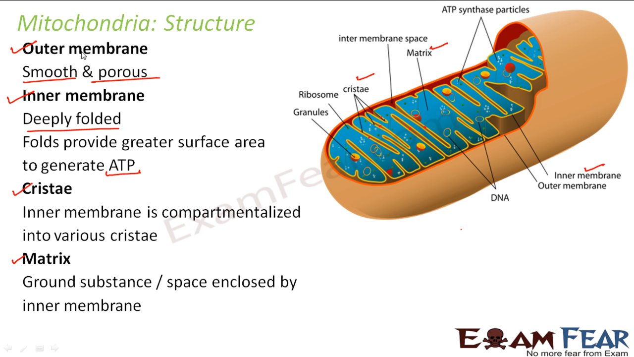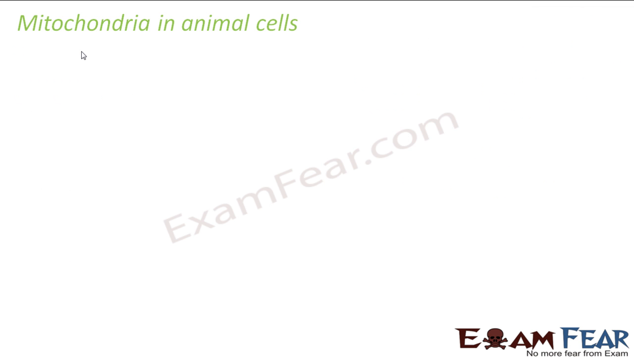First is the outer membrane, which is a smooth outermost covering. Next is inner membrane, which is deeply folded such that the folds give greater surface area so that it can generate greater number of ATP molecules. Now, because of these folds of the inner membrane, there are compartments which are created, and these compartments are known as cristae. Now, the area enclosed by the inner membrane is known as matrix. Right? Clear with the structure of mitochondria?